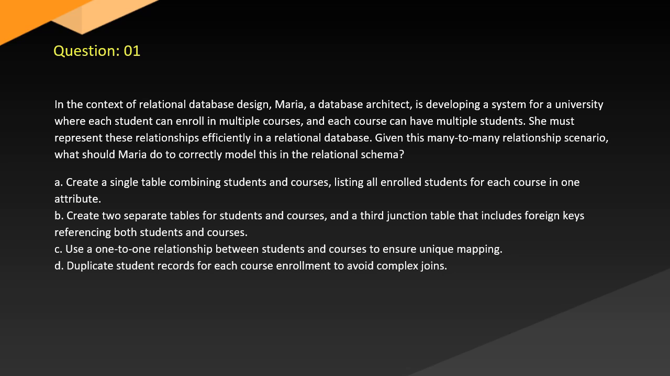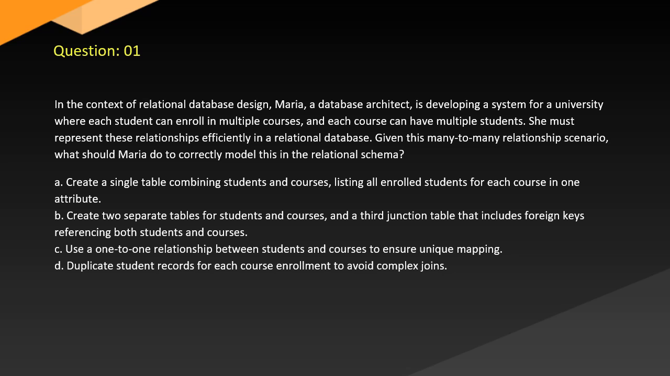Question 1. In the context of relational database design, Maria, a database architect, is developing a system for a university where each student can enroll in multiple courses and each course can have multiple students. She must represent these relationships efficiently in a relational database. Given this many-to-many relationship scenario, what should Maria do to correctly model this in the relational schema?